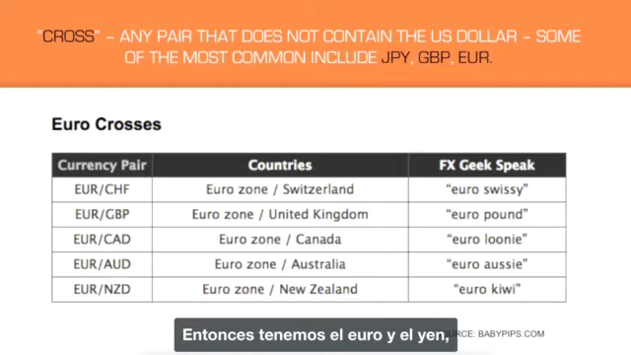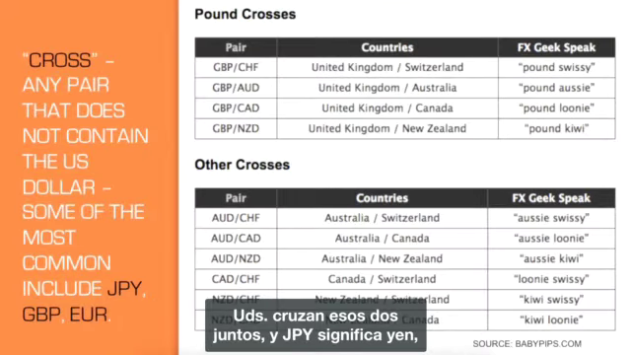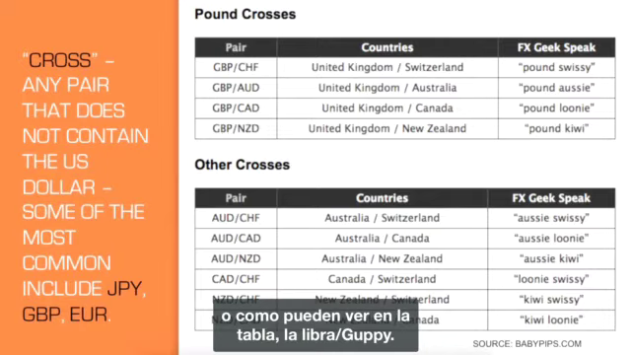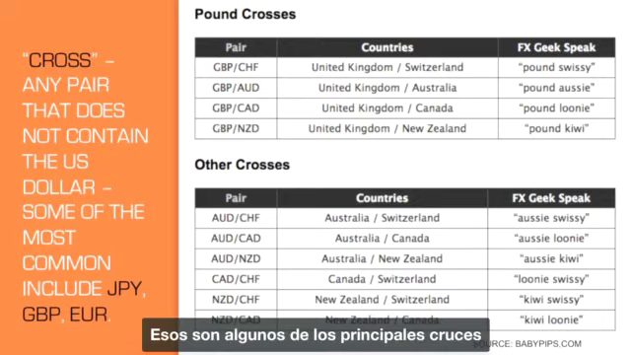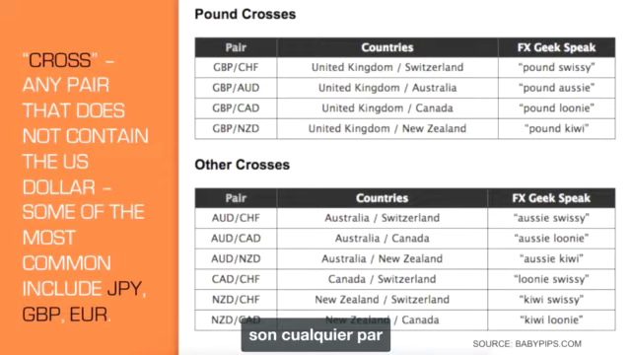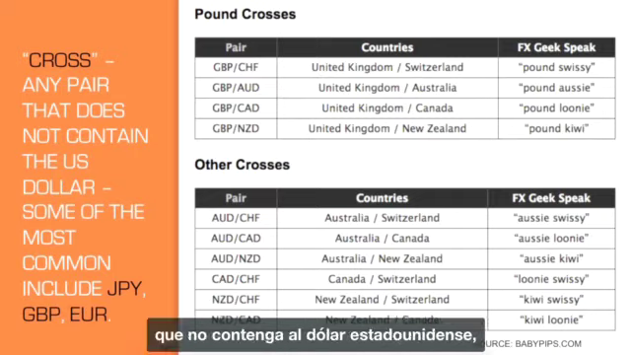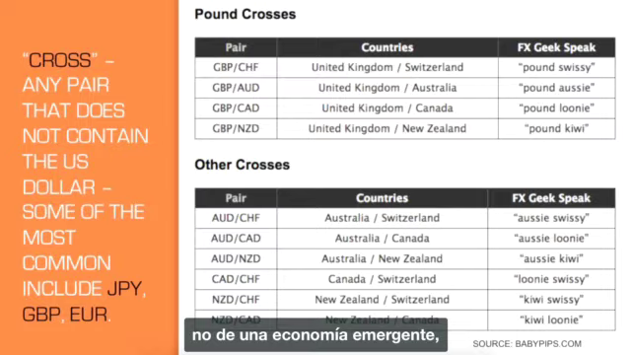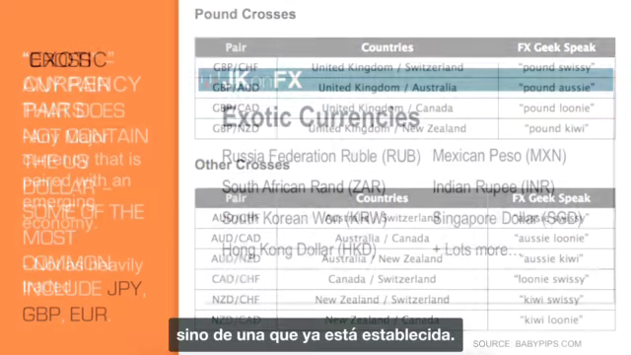So you've got the euro and the yen. You cross those two together, and yen means JPY. You've got the GBP and the JPY, or the pound yen, or, as you see in the table, the pound guppy. Okay, those are some of the major crosses. And let me not say major so I don't confuse you. In a nutshell, the cross currency pairs are any pair that does not contain a US dollar, but they are very heavily traded currency pairs, not from an emerging economy, but one that is already established.